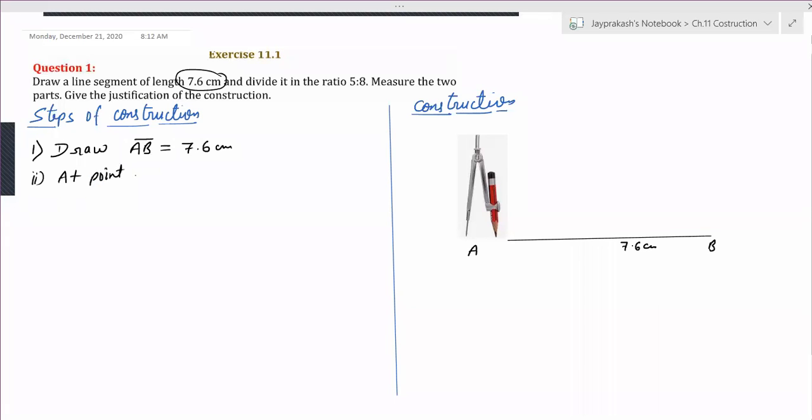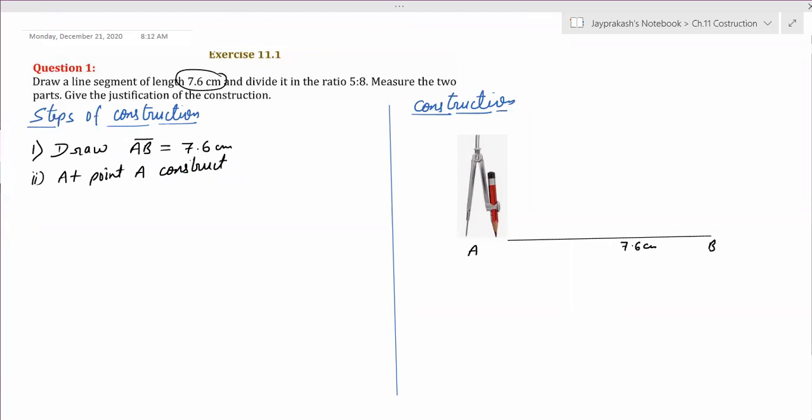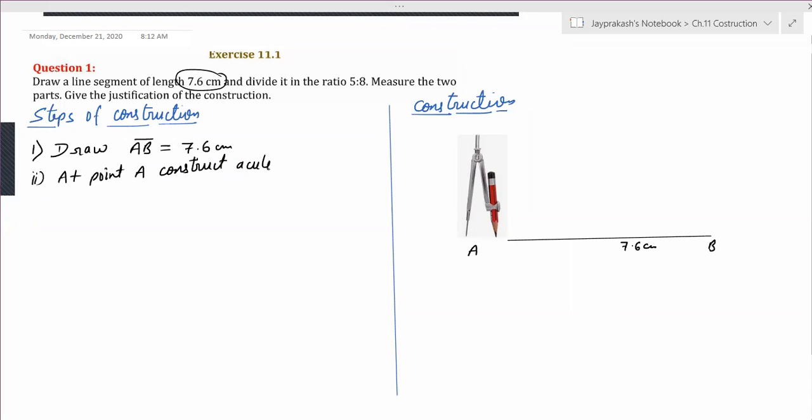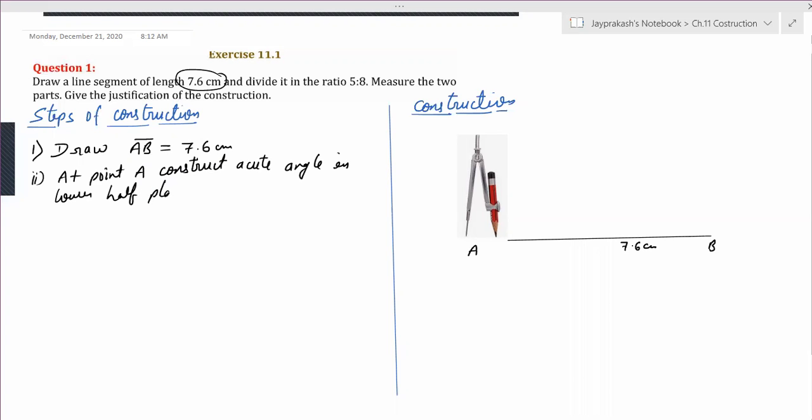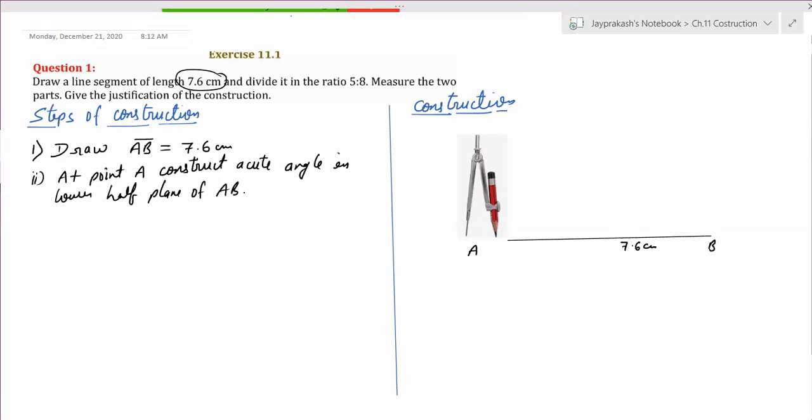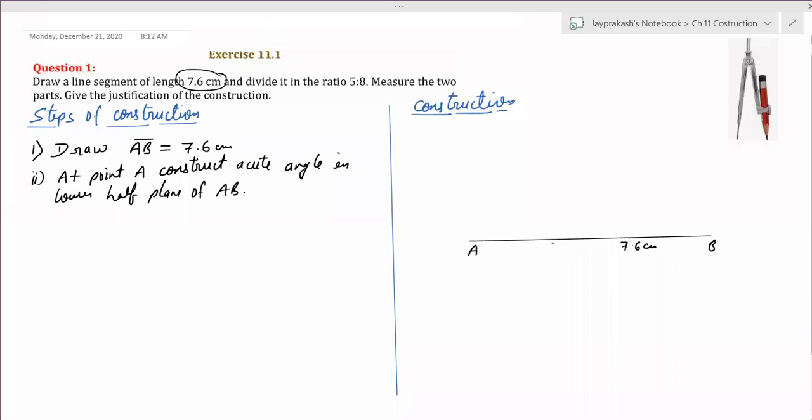At point A, construct an acute angle in the lower half plane of AB. We are going to construct the acute angle at the point A in the lower half plane of AB. This means downward. So you have to take A as a center and open your compass with any radius.